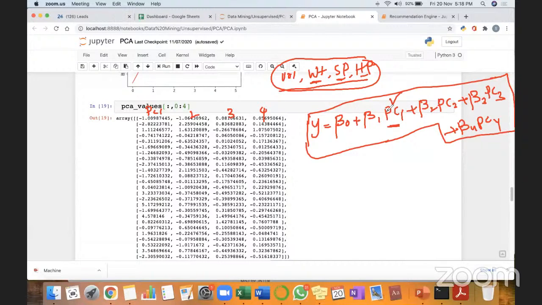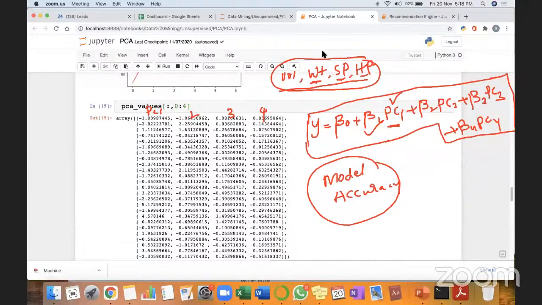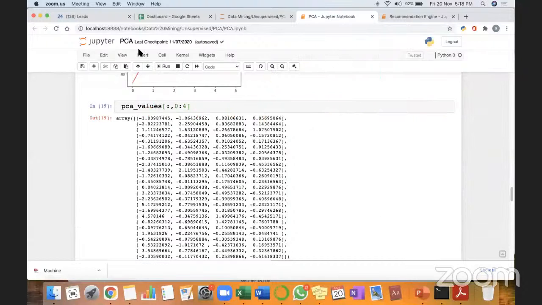But there are certain situations wherein customers are not interested much in the interpretation of the model, but they are bothered about the model accuracy. In this case, yes, you can go for this, and you will definitely get a good accuracy when you go for this kind of model building methodology, right? Okay, so that is about the PCA.